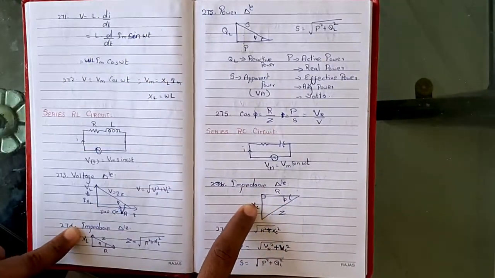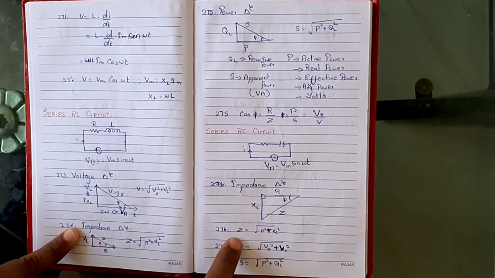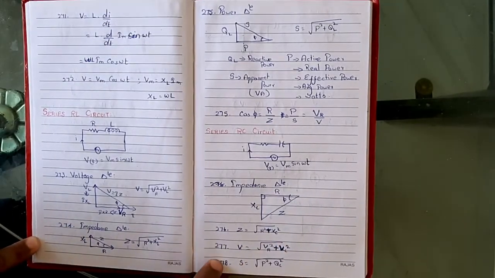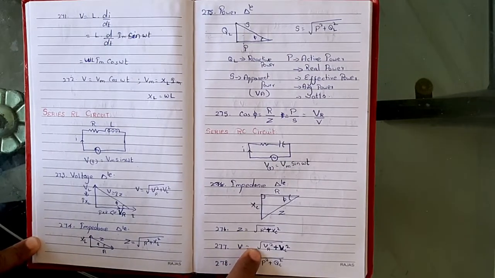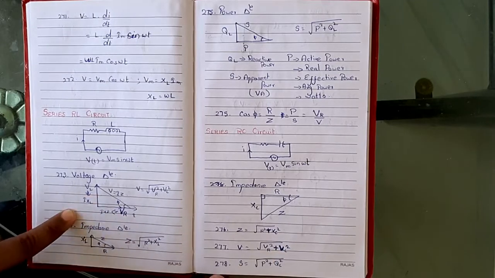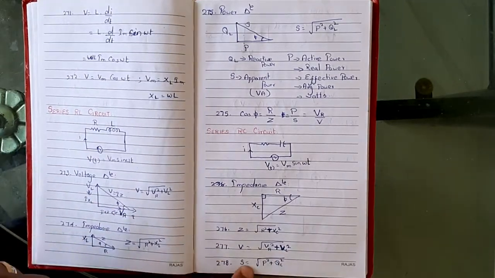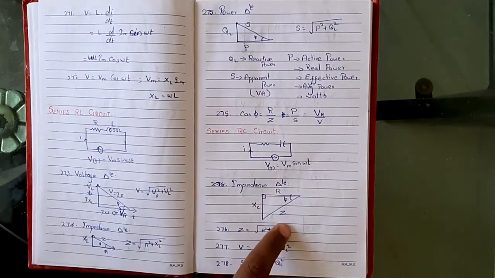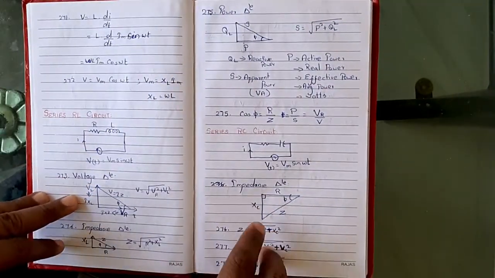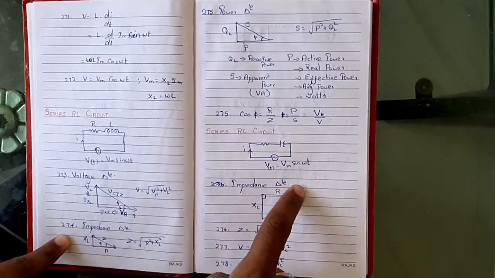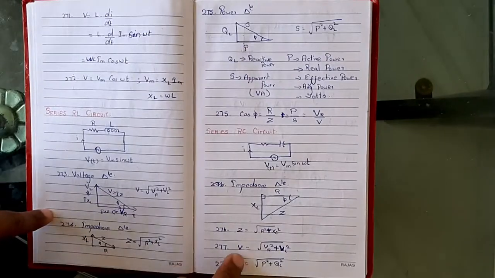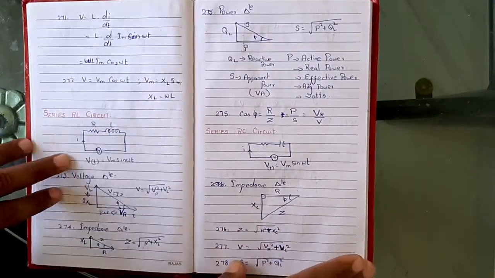Okay, here we have XC, here we have R, here we have Z. So Z is equal to root of R square plus XC square by applying Pythagoras theorem. Formula number 277, V is equal to root of VR square plus VC square, by using the same in the voltage triangle. And similarly, in the power triangle, 278, S is equal to root of P square plus QC square. I have not drawn all the triangles, but in all of them the directions are different: the directions are like this for the RC circuit, and like this for the RL circuit. I have not drawn the voltage triangle and power triangle here.